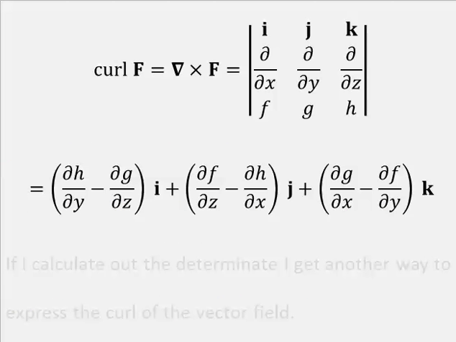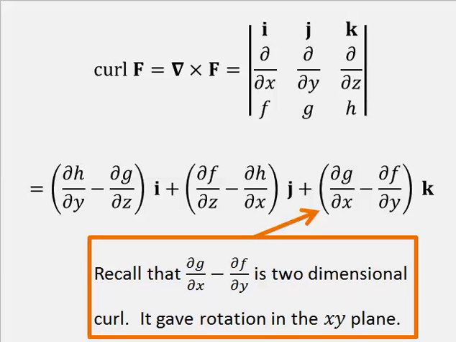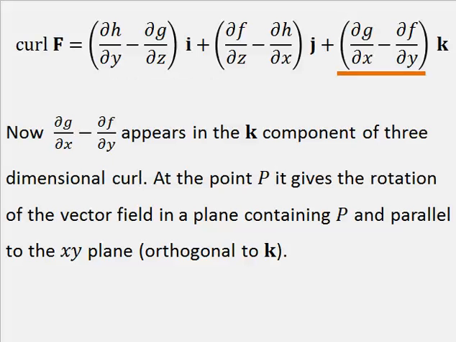If I calculate out the determinant, I get another way to express the curl of the vector field. Now, here's an interesting piece. Look at the k component. Recall that g partial x minus f partial y is two-dimensional curl. It gave rotation in the xy plane. Now, g partial x minus f partial y appears in the k component of three-dimensional curl. At the point P, it gives the rotation of the vector field in a plane containing P and parallel to the xy plane.